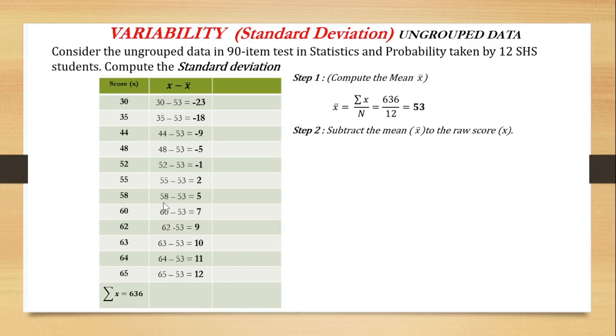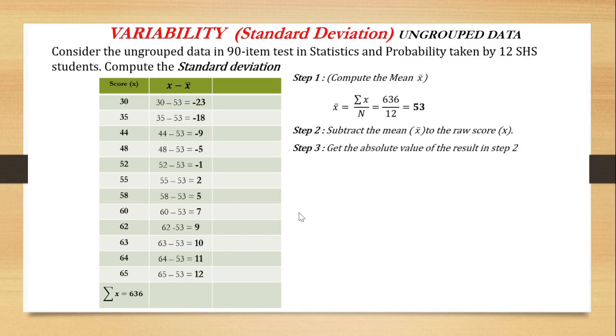58 minus 53 is equal to 5. 60 minus 53 is equal to 7. 62 minus 53 is equal to 9. 63 minus 53 is equal to 10. 64 minus 53 is equal to 11. 65 minus 53 is equal to 12.